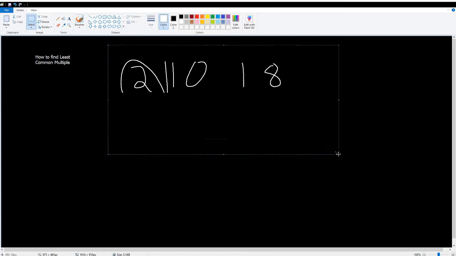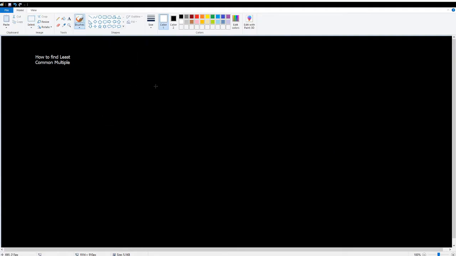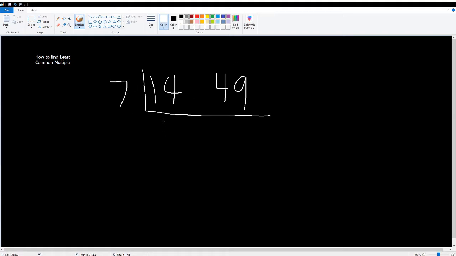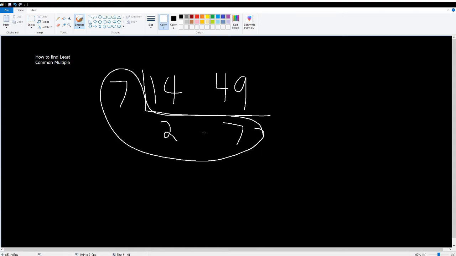Let's do another example. Let's do 14 and 49. Once again, we ask ourselves what numbers go into 14 and 49. Well, 7. 7 goes into 14 2 times. 7 goes into 49 7 times, right? And we realize that there are no other common factors besides 1 for 2 and 7. So we circle these numbers and then multiply them. So 7 times 7 is 49. 49 times 2 is 98. So the LCM of 14 and 49 is 98.